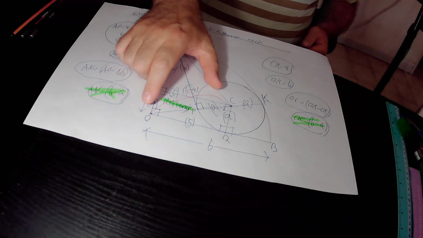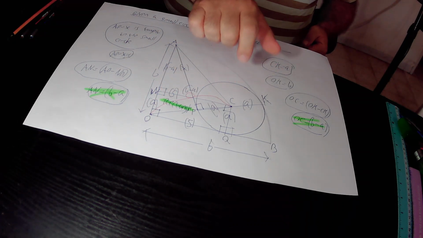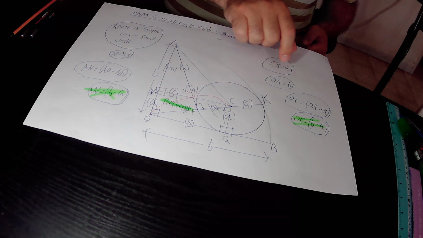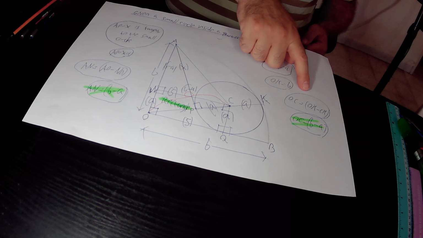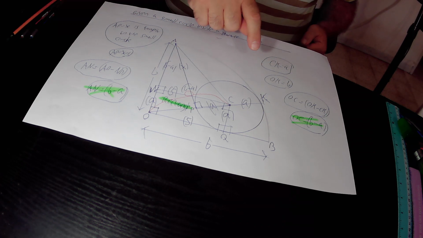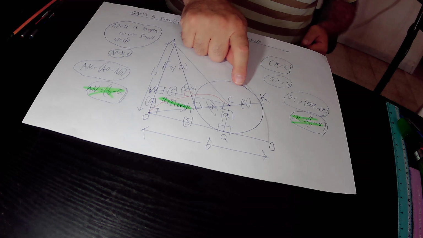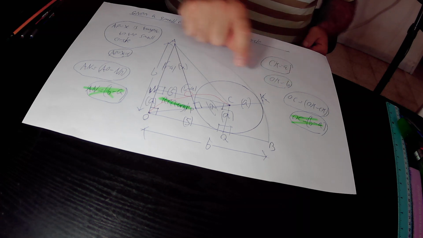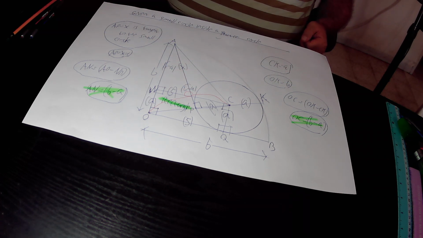What is the value of OC? OC equals OK minus CK. Again, OC equals OK minus CK. So OC equals OK, that is B, the radius of the quarter circle, minus CK. CK is the radius of the small circle, that is A. So in total, OC equals B minus A units.